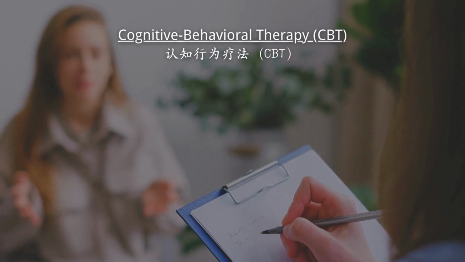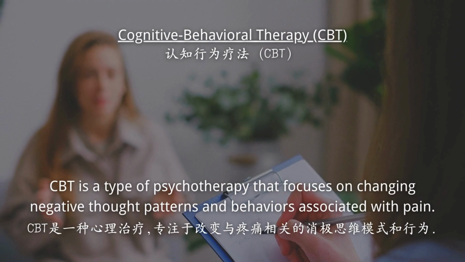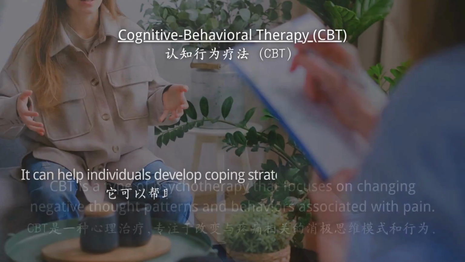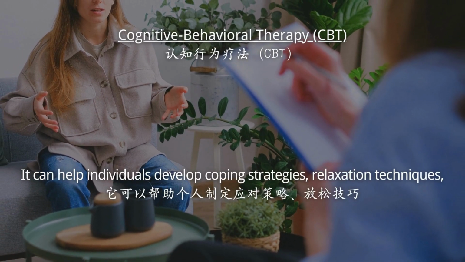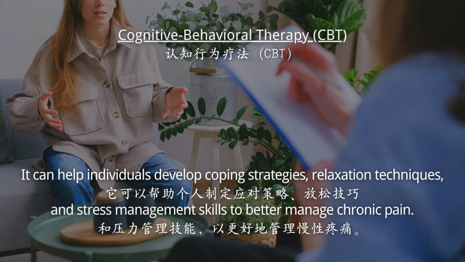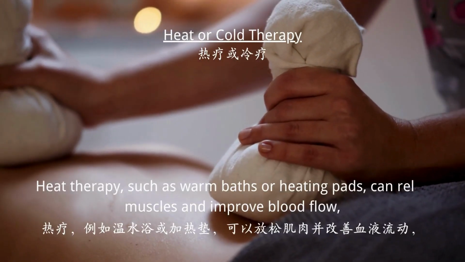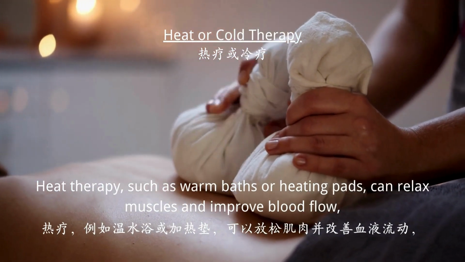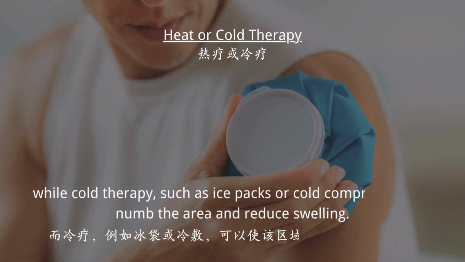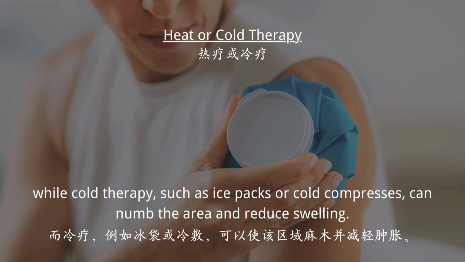Cognitive behavioral therapy, CBT. CBT is a type of psychotherapy that focuses on changing negative thought patterns and behaviors associated with pain. It can help individuals develop coping strategies, relaxation techniques, and stress management skills to better manage chronic pain. Heat or cold therapy. Heat therapy, such as warm baths or heating pads, can relax muscles and improve blood flow, while cold therapy, such as ice packs or cold compresses, can numb the area and reduce swelling.